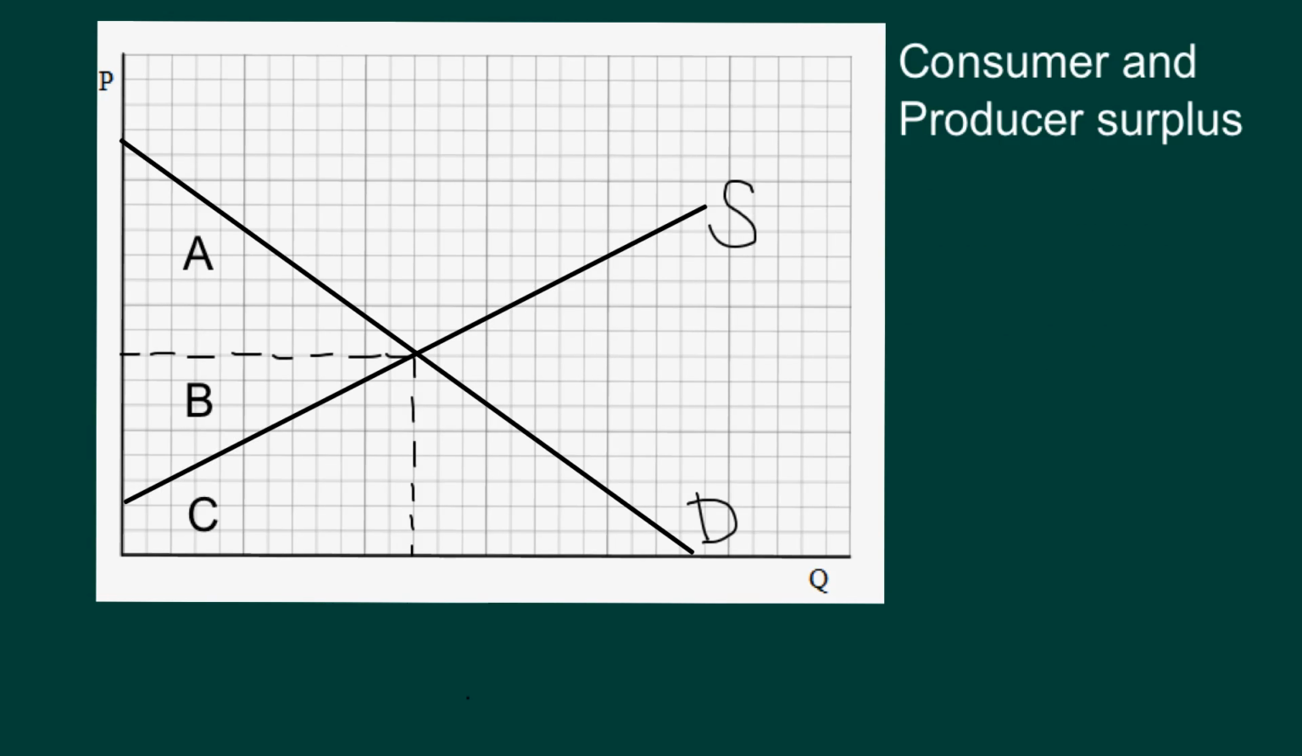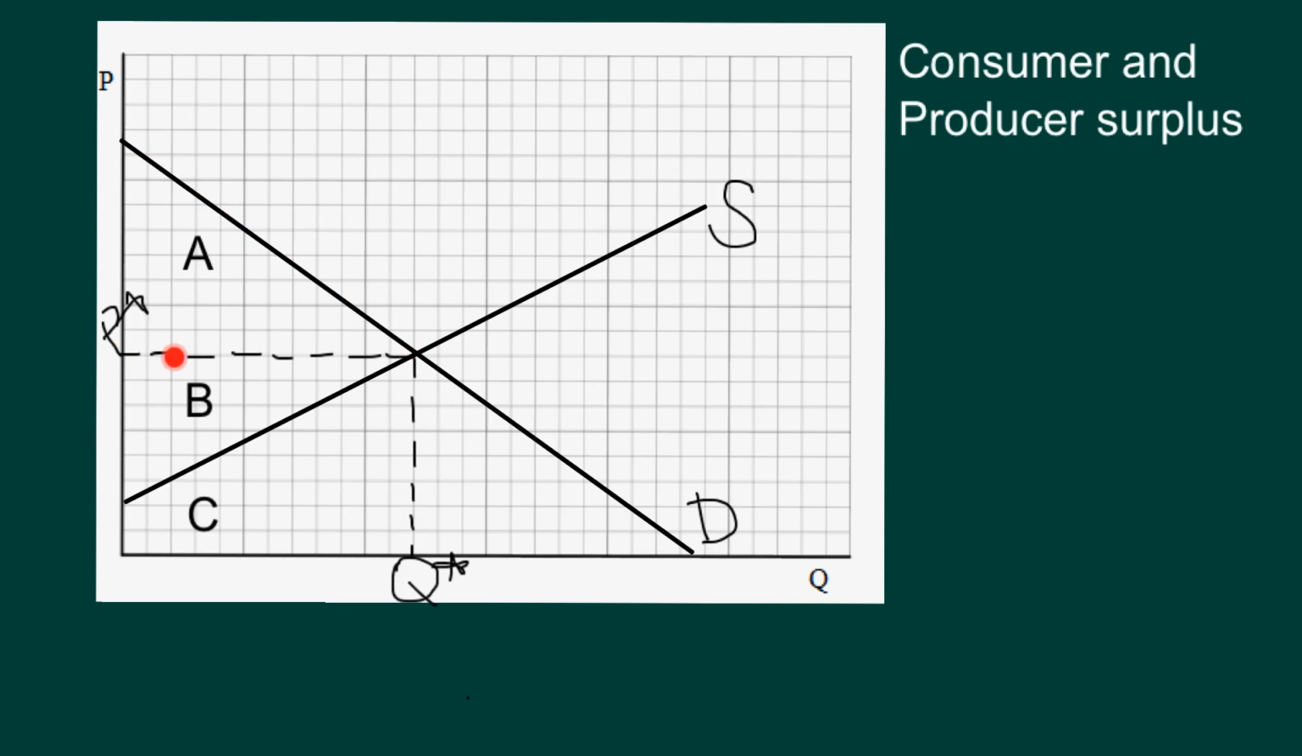Okay, so now we see our demand and supply curve together, and this is going to be our last look at consumer surplus and producer surplus. We see that we have our equilibrium price, P star, and our equilibrium quantity, Q star, where the demand curve and the supply curve cross. There's your market equilibrium.